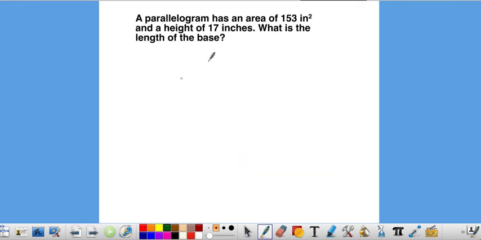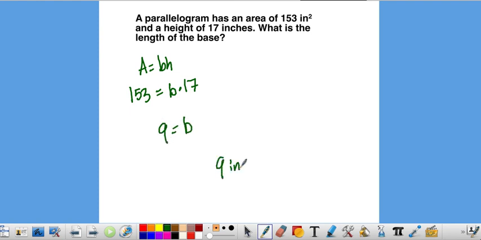Another one kind of like that. We're told a parallelogram has an area of 153 square inches, a height of 17 inches. What is the length of the base? So area is base times height. So it's pretty easy, actually. You just say 153 equals b times 17. Divide both sides by 17. B is 9, so 9 inches for our base.